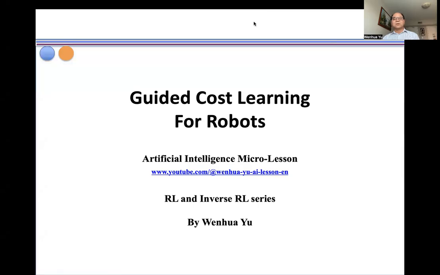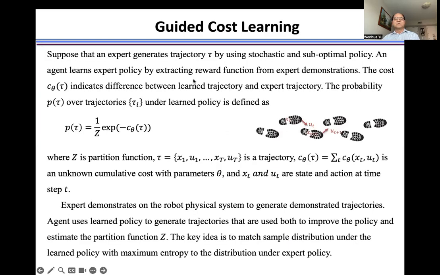In this video, I introduce guided causal learning for robots. Guided causal learning is a trajectory-centric inverse reinforcement learning method. Suppose the expert generates a trajectory tau by using a stochastic and suboptimal policy. An agent learns the expert policy by extracting the reward function from expert demonstrations.